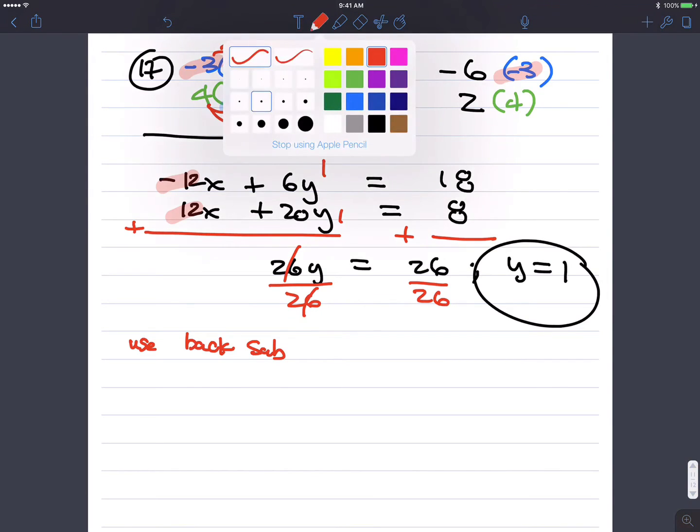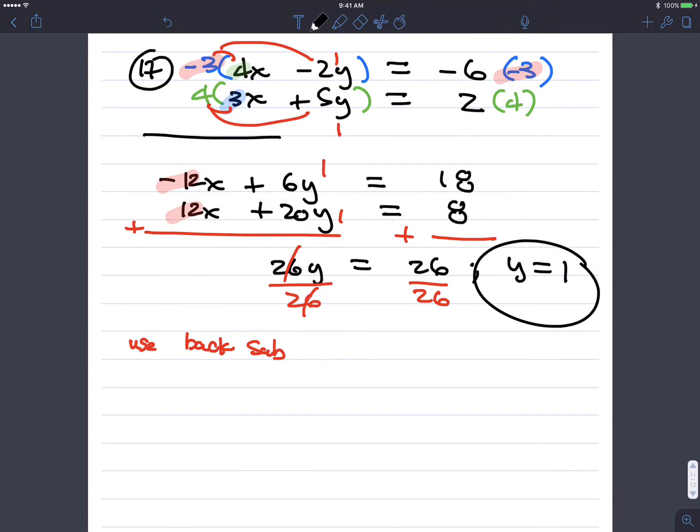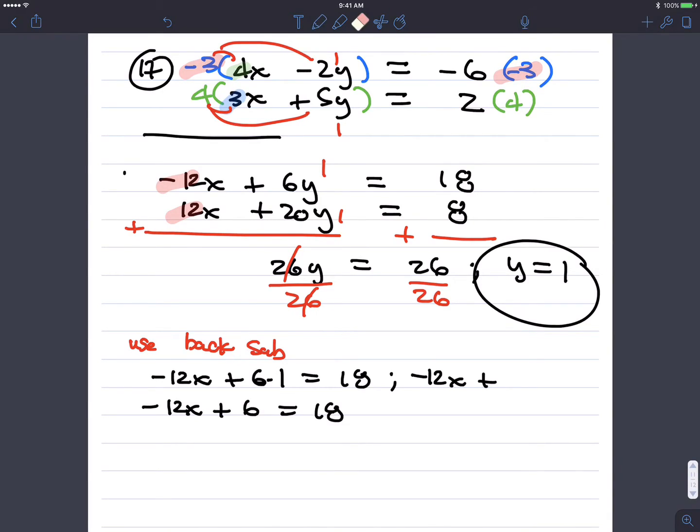So we can use any equation now. I think I'm going to use the first equation, negative 12x plus 6 times 1 is 18. I'm going to use this first equation over here. And this gives me negative 12x plus 6 is 18. Okay, so let's go back. I use this first equation here in my back substitution.